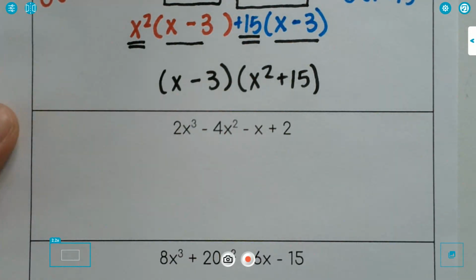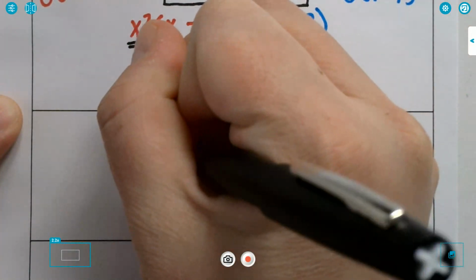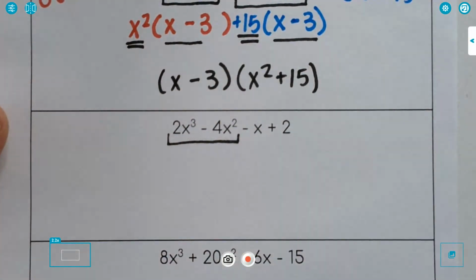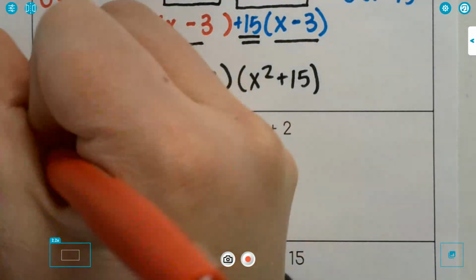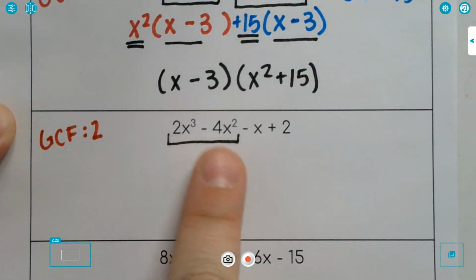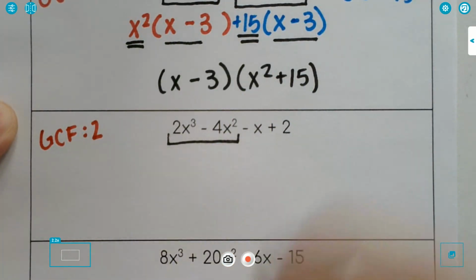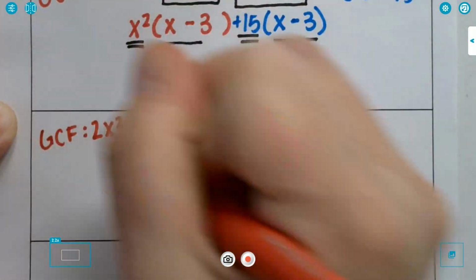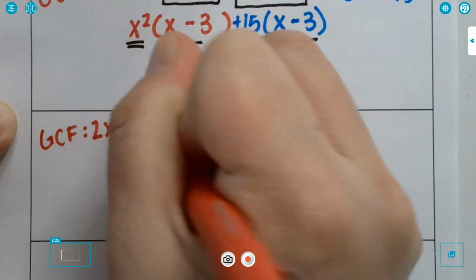So we've got 2x cubed minus 4x squared. What can I divide 2 and 4 both by? 2. So my GCF is going to be 2. And then how many x's can I pull out? Yep, so 2x squared. Awesome. So I can pull out 2x squared out of those first two terms.